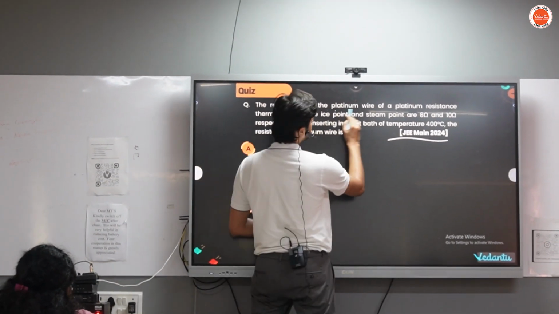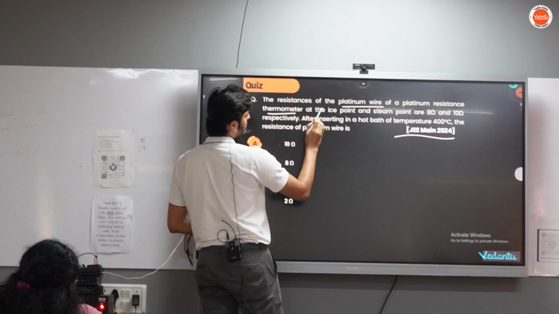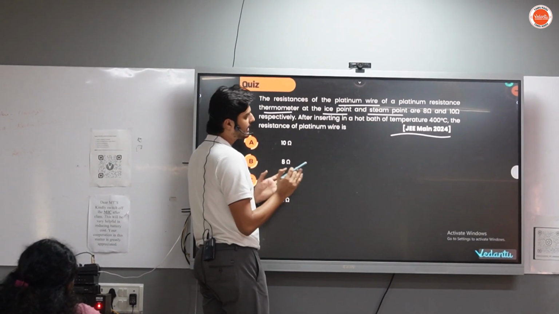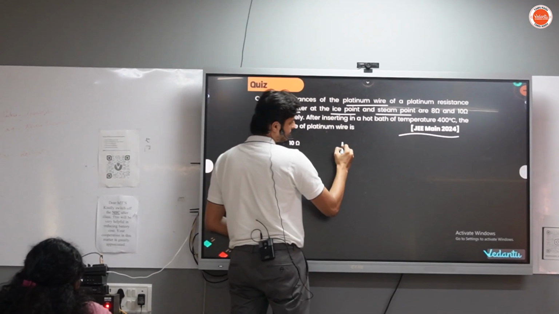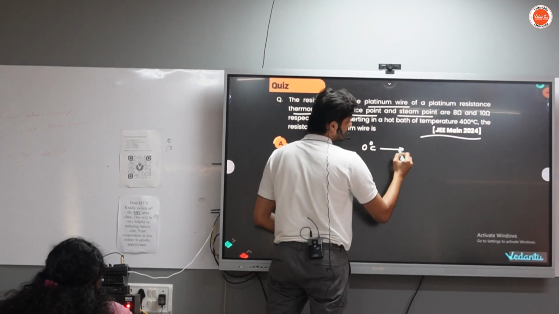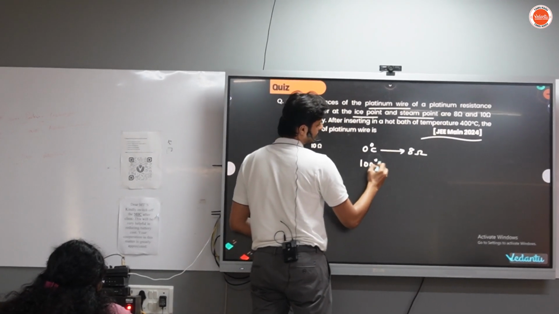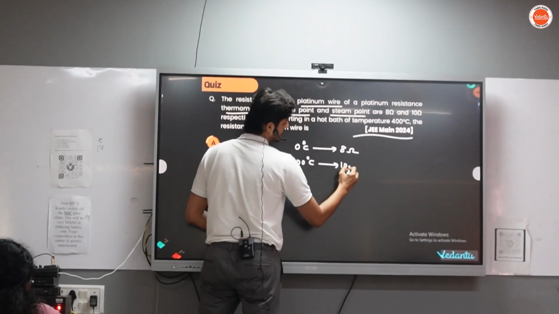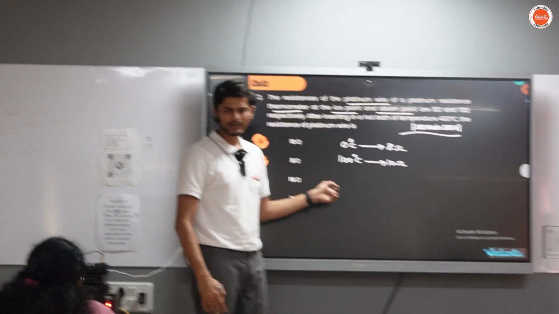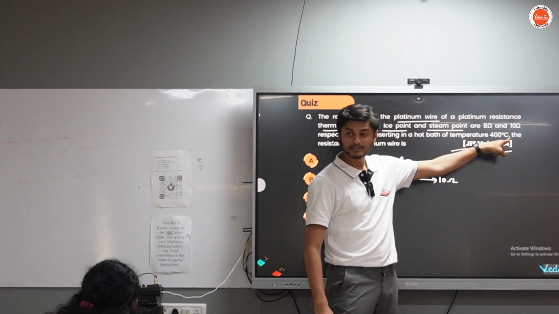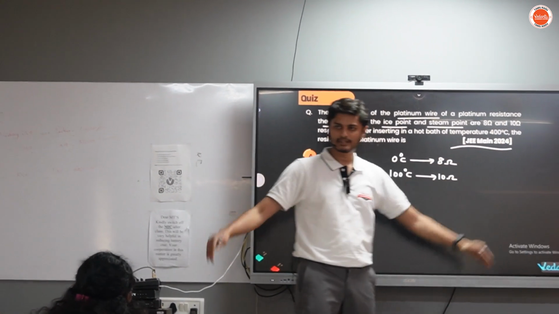The resistance of platinum wire of a platinum resistance thermometer at the ice point and the steam point are 8 ohm and 100 ohm. Ice point is 8 ohm at 0 degree Celsius. At 100 degree Celsius, it is 10 ohm. Why degree Celsius? Why not Kelvin? So let's take the same scale.